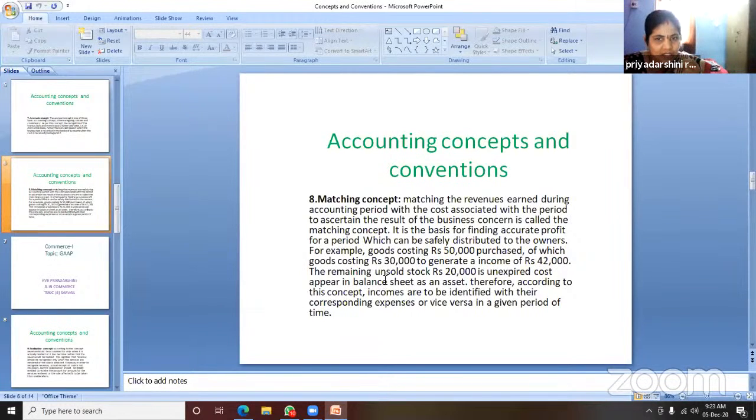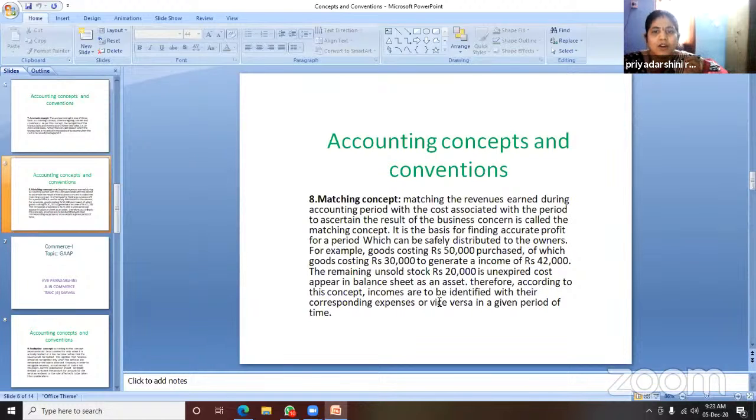So this is regarding the matching concept. Revenues earned during that accounting period and the cost associated to that revenue must be recorded. The remaining unsold stock here, out of 50,000, we have sold 30,000 of goods. The remaining unsold stock, which is 20,000, is unexpired cost. It means this is still a cost remaining that has not expired. This will be shown in the balance sheet as an asset.